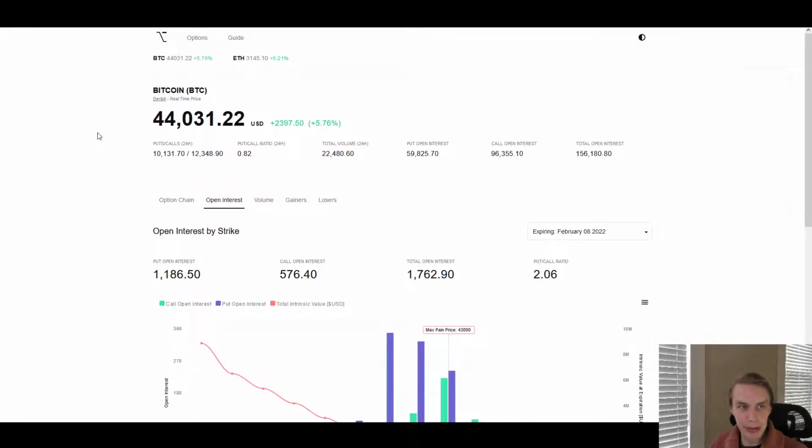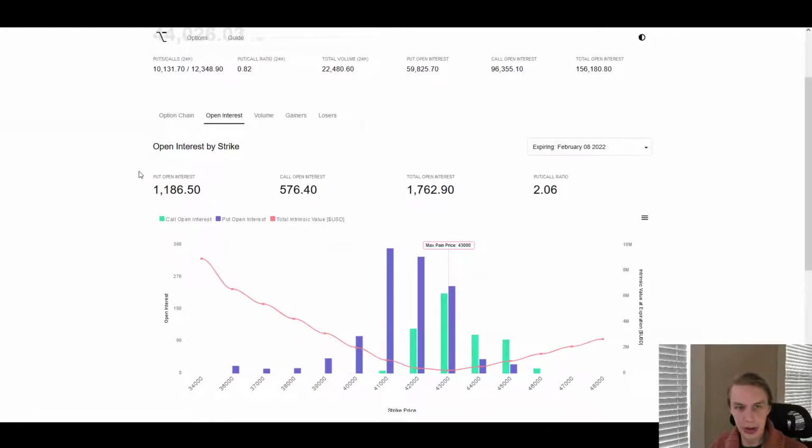And by the way, I'm getting this data from coinoptionsstrat.com if you're interested in checking this out for yourself.